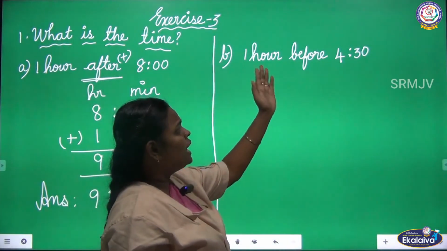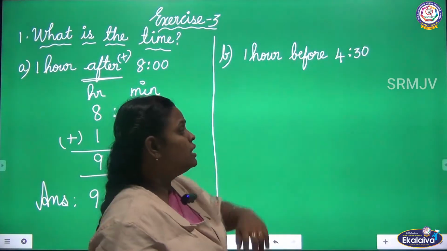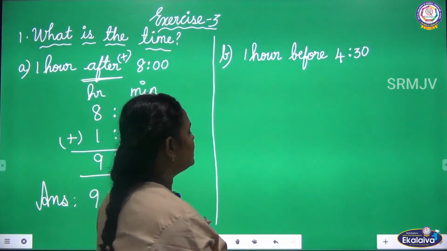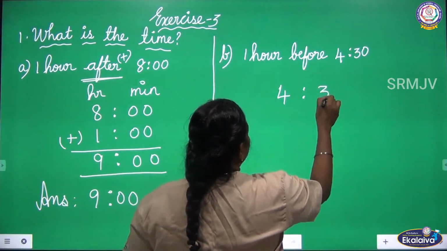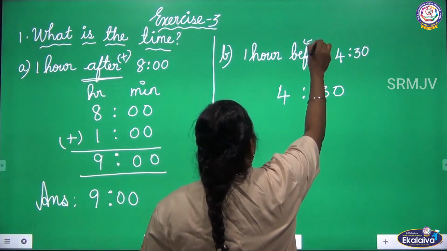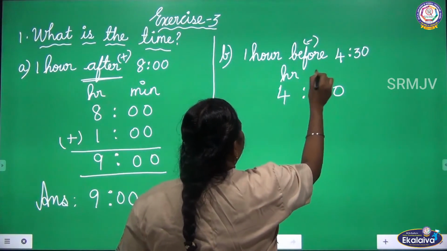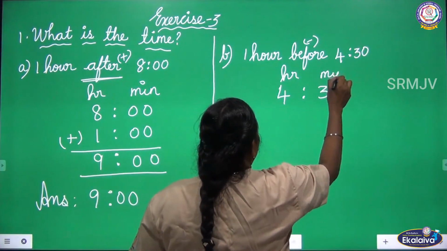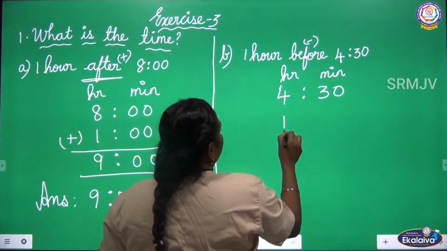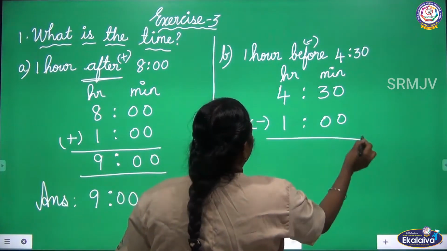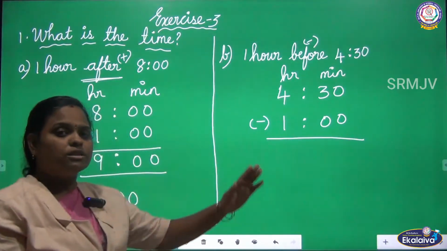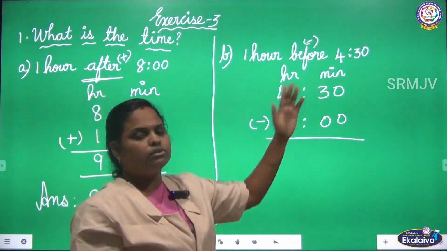Next, 1 hour before 4:30. 1 hour before 4:30. So before means what will you do children? Before means you have to subtract. So you write hours and then minutes. So we have to subtract 1 hour. 1 hour before means you have to subtract 1 hour from 4:30.